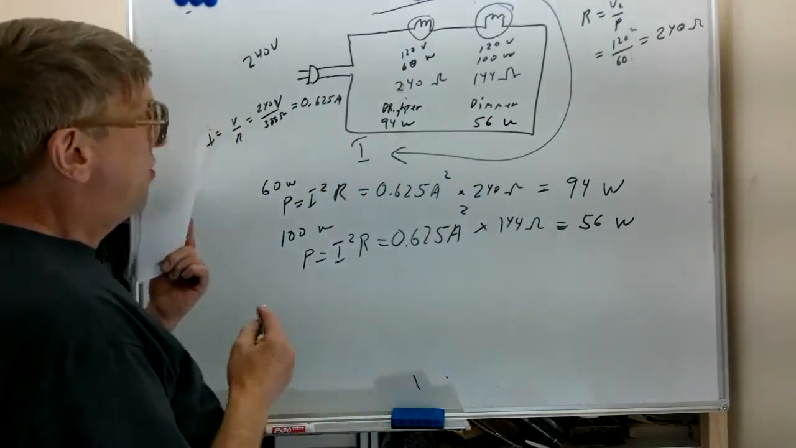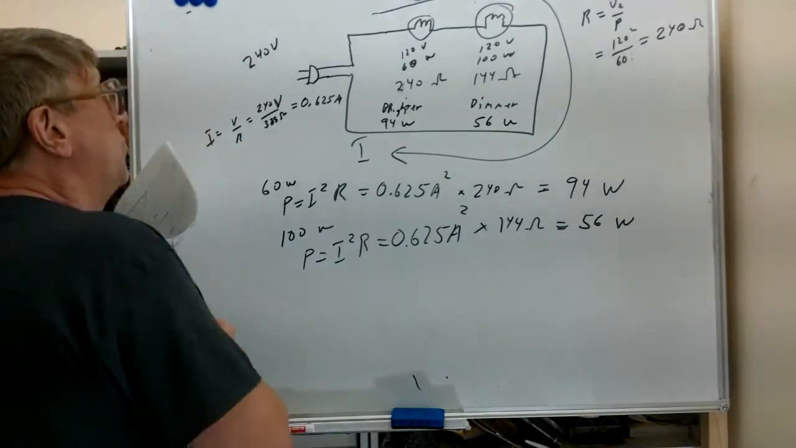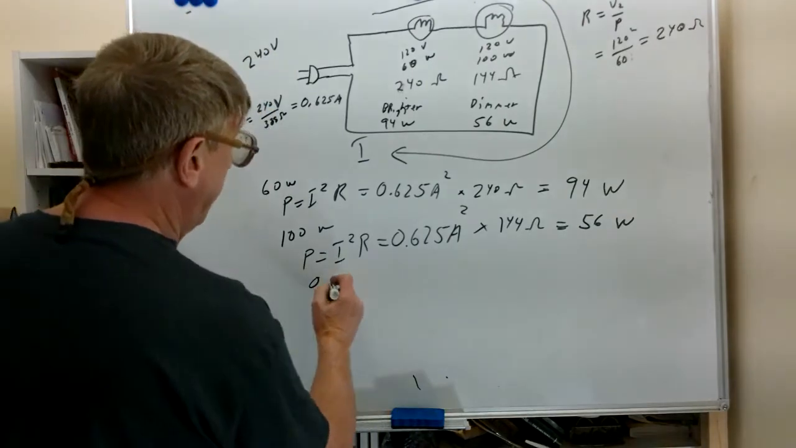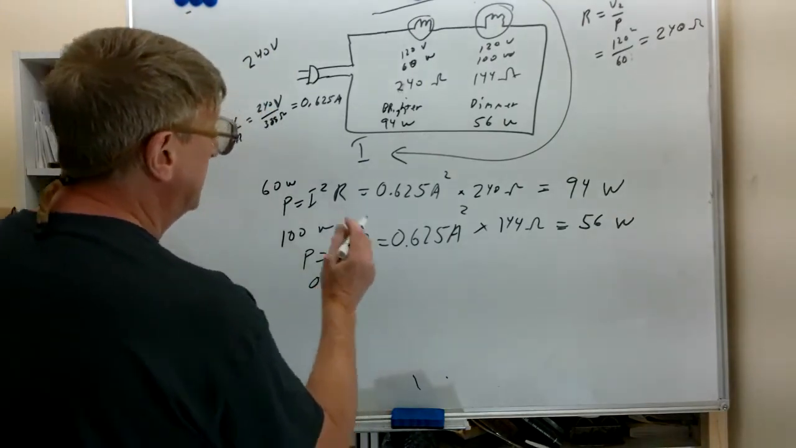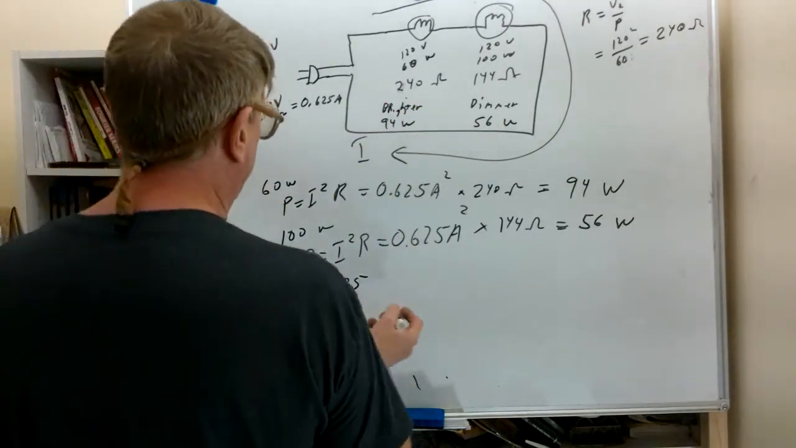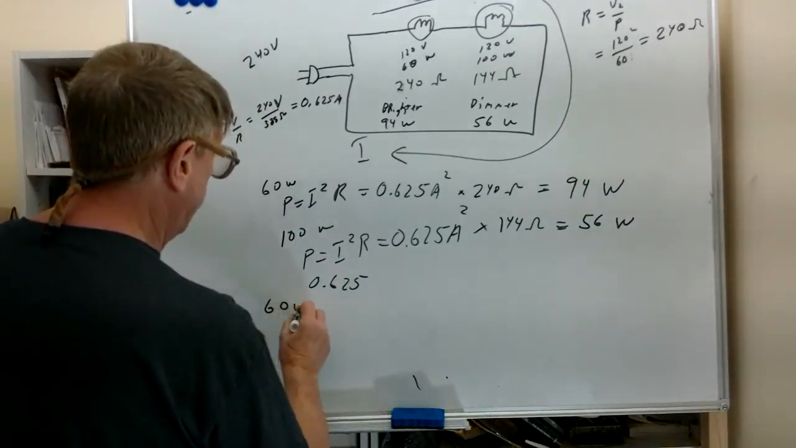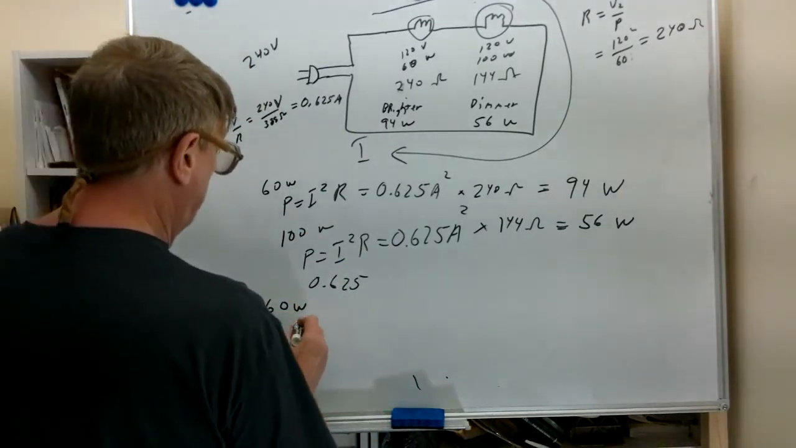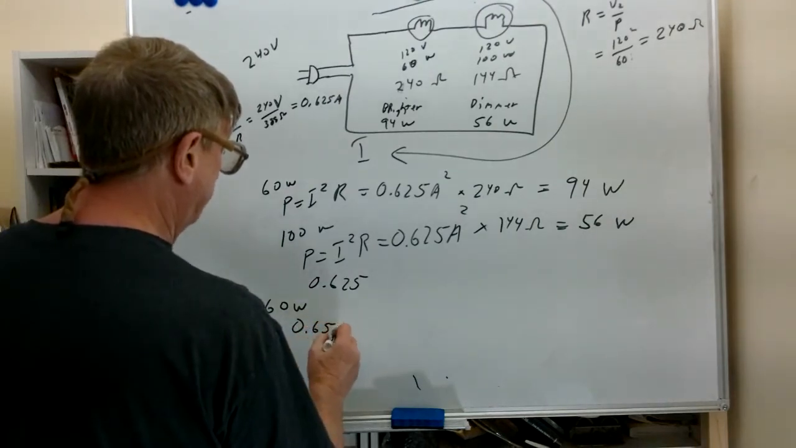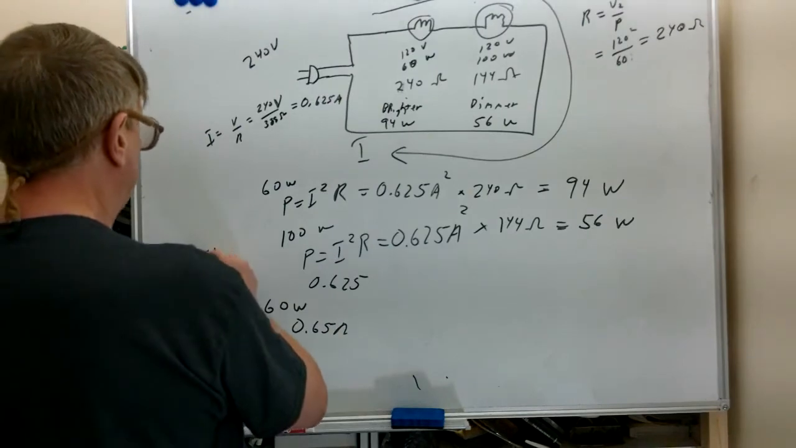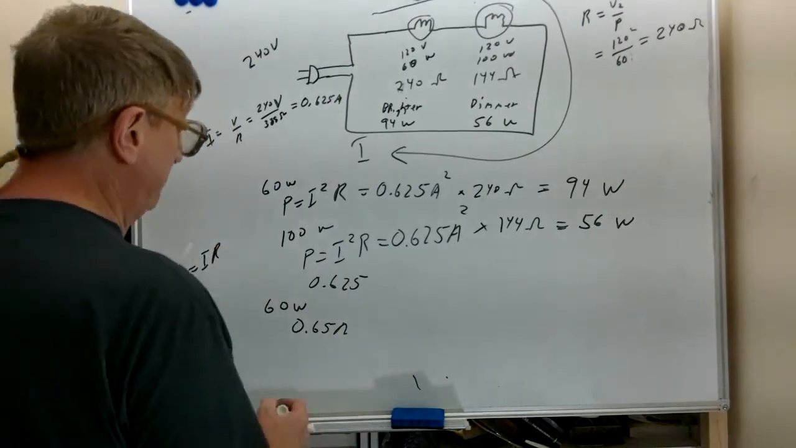Now let's do one more thing real quickly. Let's figure out what the voltage would be. We have 0.625 amps in both of them. In the first light bulb, the 60 watter, again we'll do the 60 watt here, and we'll put the 0.625 amps. We're using the voltage is equal to IR. We've been talking a lot about IR drop.